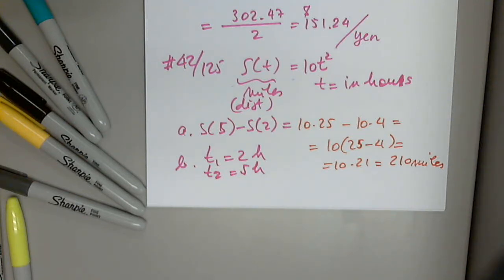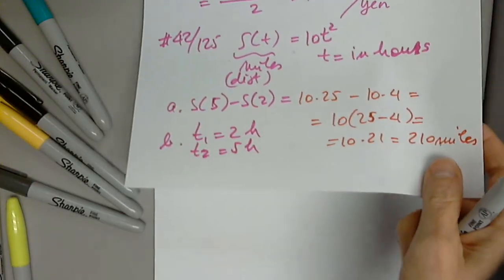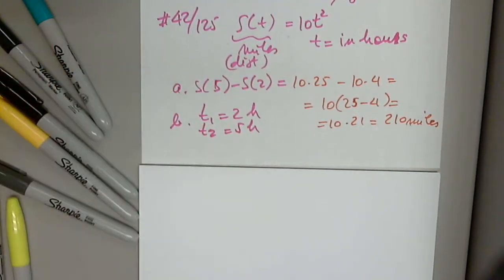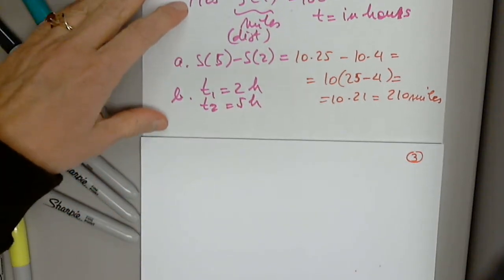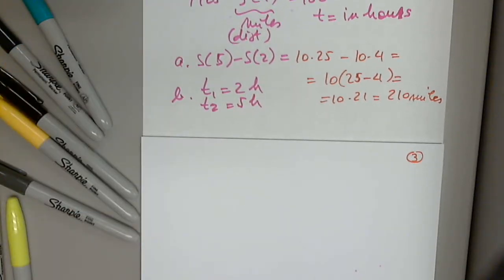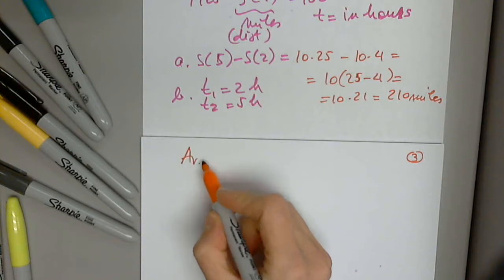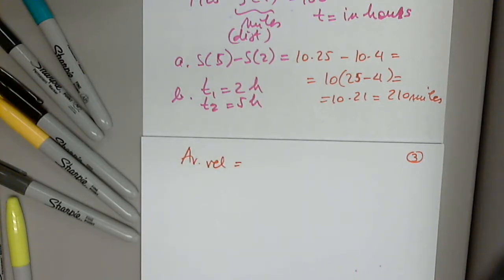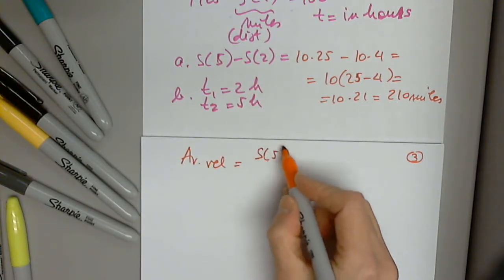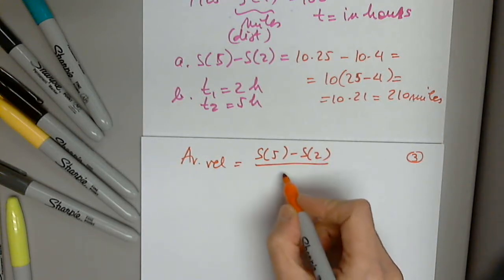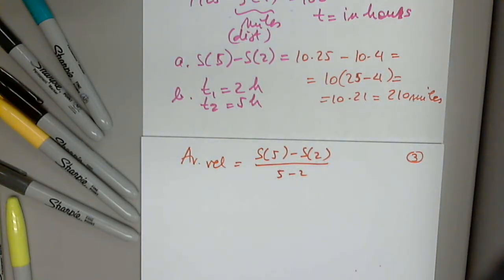So now they're asking us to find the average rate of change of distance with respect to time, which is the average velocity. It's not the instantaneous velocity. It's the average velocity in miles per hour between those 2 points. So the average velocity will be? S of 5 minus S of 2 over 5 minus 2. So it's the average rate of change between 2 hours and 5 hours, respectively.